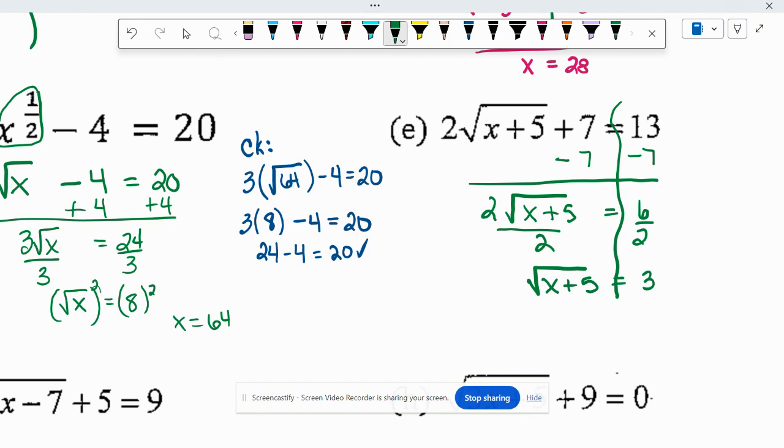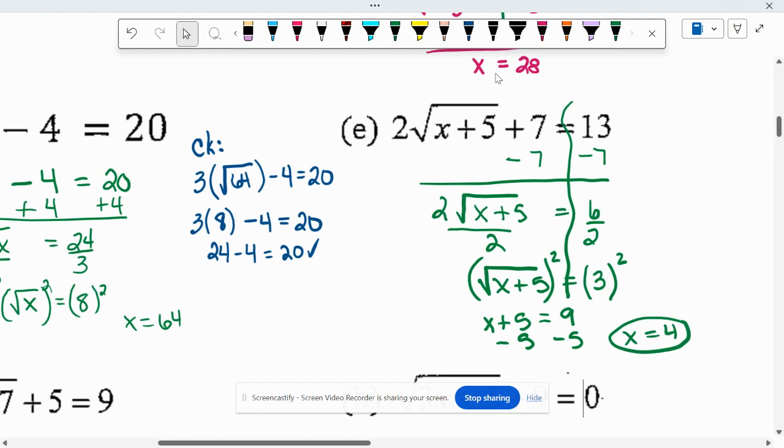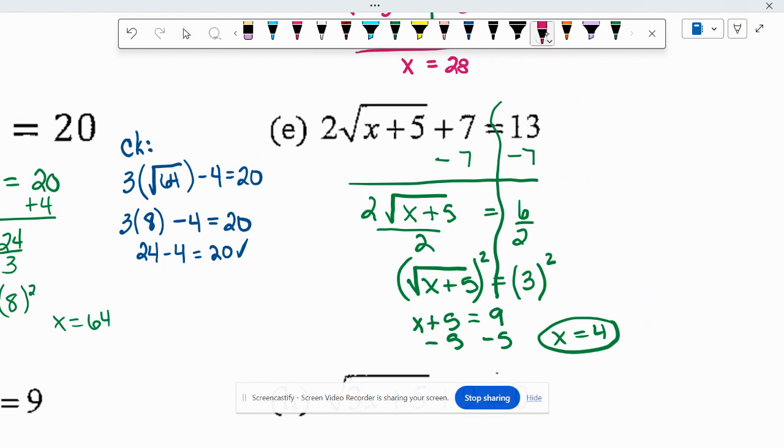How do I get rid of the square root? I square it. That is not times by 2. I square it. Whatever you do to one side, you do to the other, okay? So the square of a square root, they cancel each other out. We've shown that because 2 times 1/2 is just 1. So this gives me x plus 5 equals 9. Subtract 5 from both sides, and I find out that x equals 4. So let's plug that in and check it.